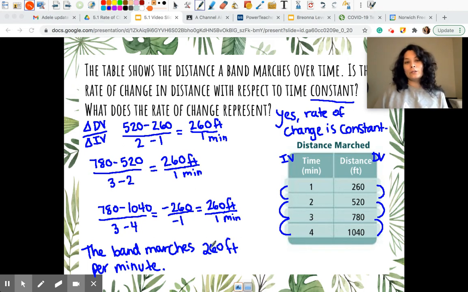There are a lot of ways to write it in words, but you want to take this rate of change and include your units to help you figure out how to put that into words and explain what the rate of change is representing. It's representing their speed, and how far they go every minute.